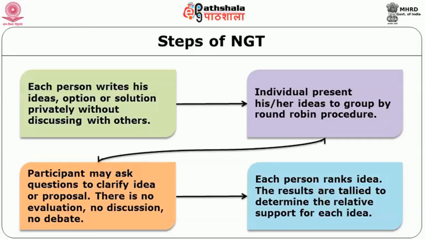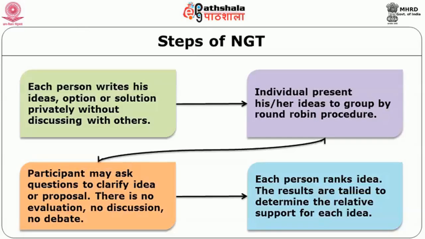First, each person writes his ideas, options or solutions privately without discussing with others. He may write whatever solutions he feels are better for that particular problem, but these solutions are written without discussing with others, and then each individual presents his ideas in front of the group by round robin procedure.